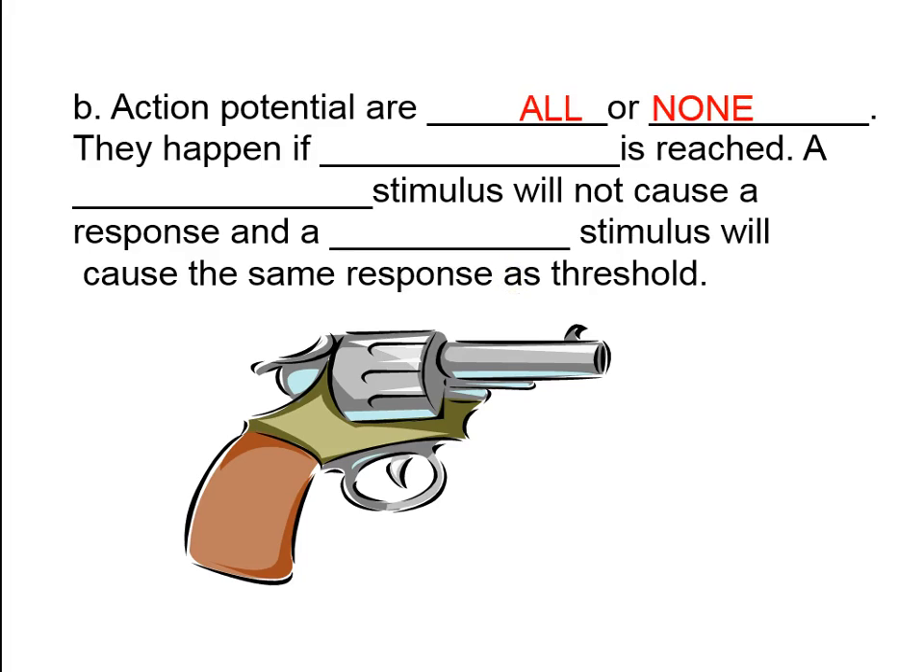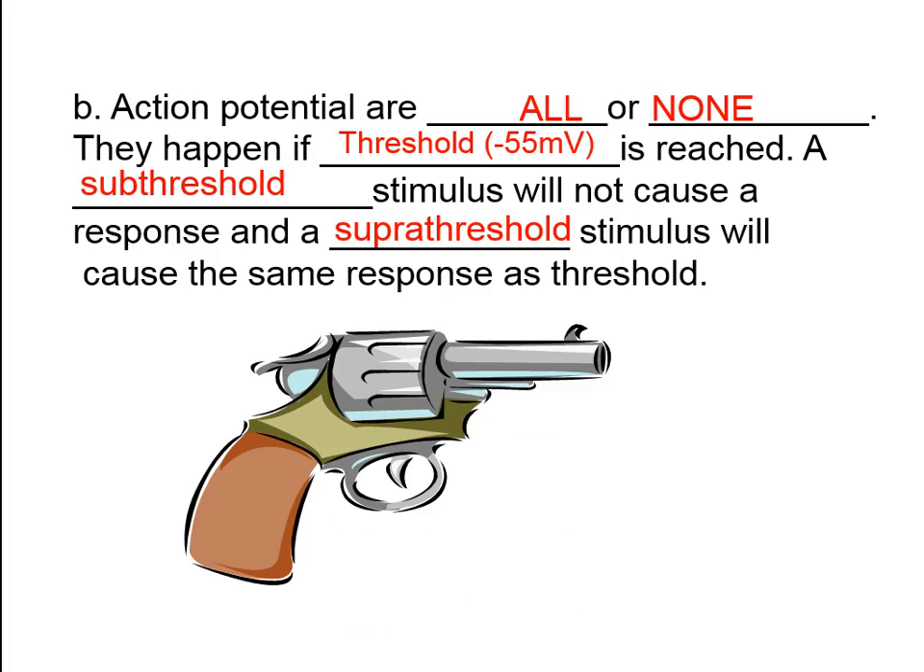Action potentials are all or none. You reach threshold and they fire, or you don't reach threshold and they don't fire. It's just like if I had a gun, I can pull real hard on the trigger, it'll still fire, or I can pull soft on the trigger, it'll still fire, or if I don't pull enough on the trigger, it won't fire. They happen if threshold, negative 55 millivolts, is reached. A sub-threshold stimulus, which would be too little of a stimulus, won't cause a response, and a super-threshold stimulus will cause the same response as a threshold.